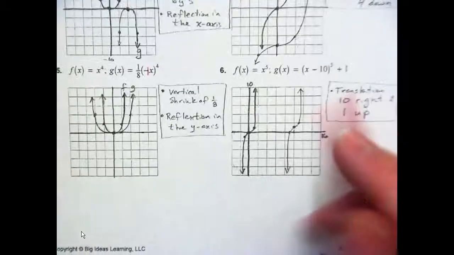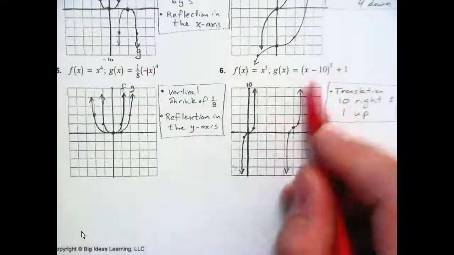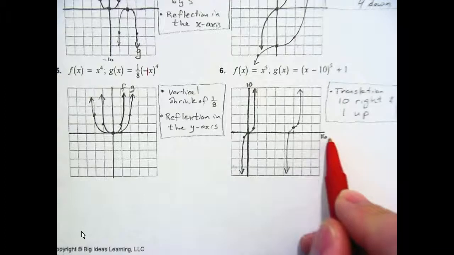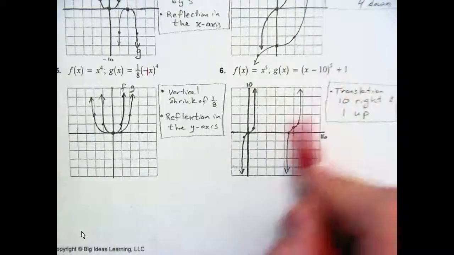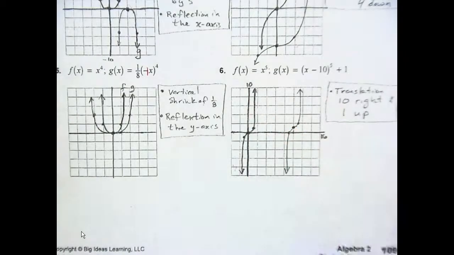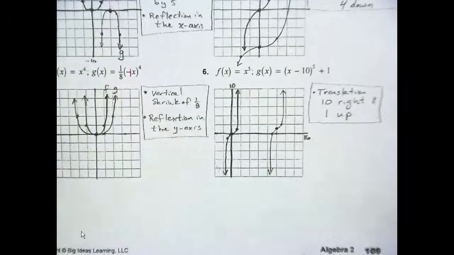Number 6, it's x to the 5th. You take that, you move it 10 units to the right. Notice I changed my scale here. I went up by 2s. 10 units to the right, and then added 1. I also changed my scale on the y-axis, which you really didn't have to do. But. All right, questions on 1 through 6 there.